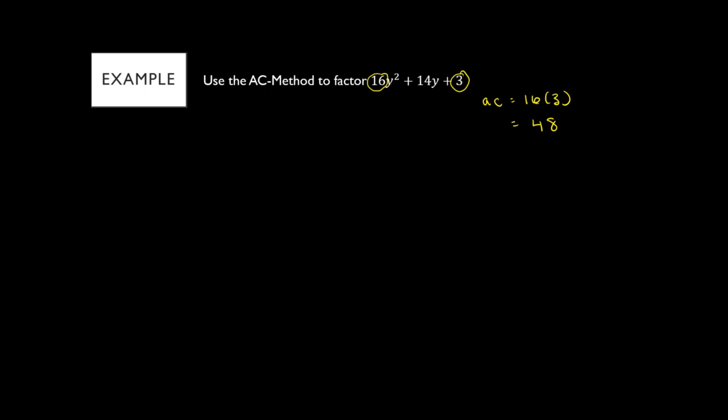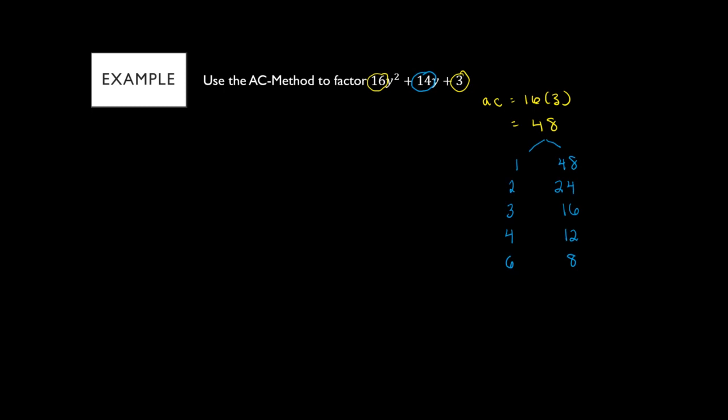And now we want to add to the middle. We need to get that to 14. So I'm going to write down all the two numbers that multiply to 48. I know I've got 1 times 48, 2 times 24, 3 times 16, 4 times 12, 5 doesn't go into it, 6 times 8, 7, and then I'm back to 8. So I've got all of my choices here.